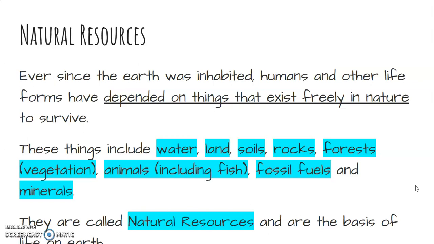If you try to think about all the things you need on a daily basis, they all come from nature, and we call those resources. These things include water, land, soil, rocks, forests and vegetation, animals, fossil fuels, and minerals. We call these natural resources because they are from nature, but they are necessary for our life.